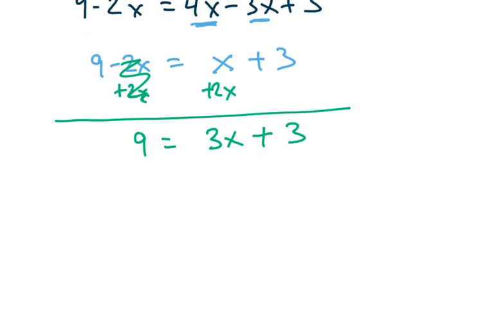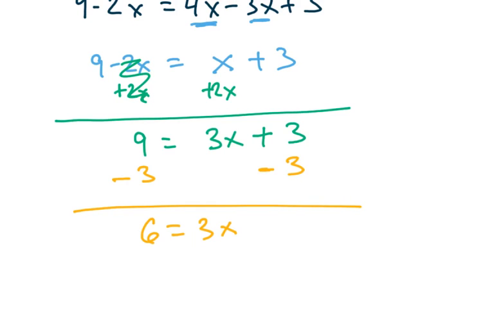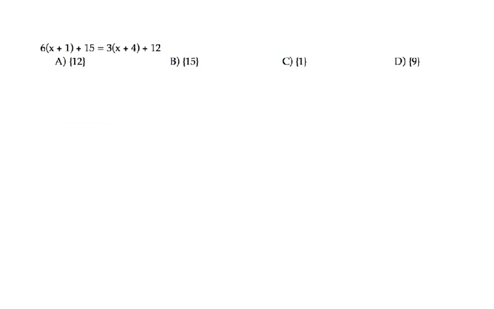Next up, I'm going to put my numbers together. So if I have plus 3, the opposite of addition is subtraction. So we're going to subtract 3. So 6 equals 3x, and the opposite of multiplication is division, so I'll divide through by 3, and x is 2. Cool beans.